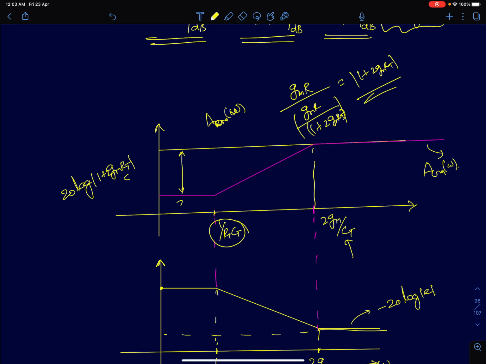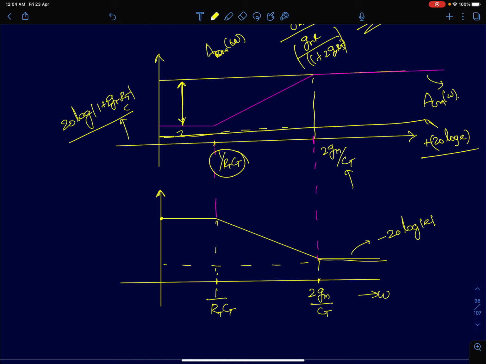This is the ratio of ADM by ACM. So that's what I've written, 20 log of, but on a decibel scale, this gap here will be 20 log of 1 plus 2 GMRT. Okay, and there is also a constant term E here. So maybe I can show that E line along this. So this will be minus 20 log E. Or I can write it as plus 20 log E. I can subtract that again. So first I'll show you the profile of CMRR. After that we have to just add the term 20 log E.